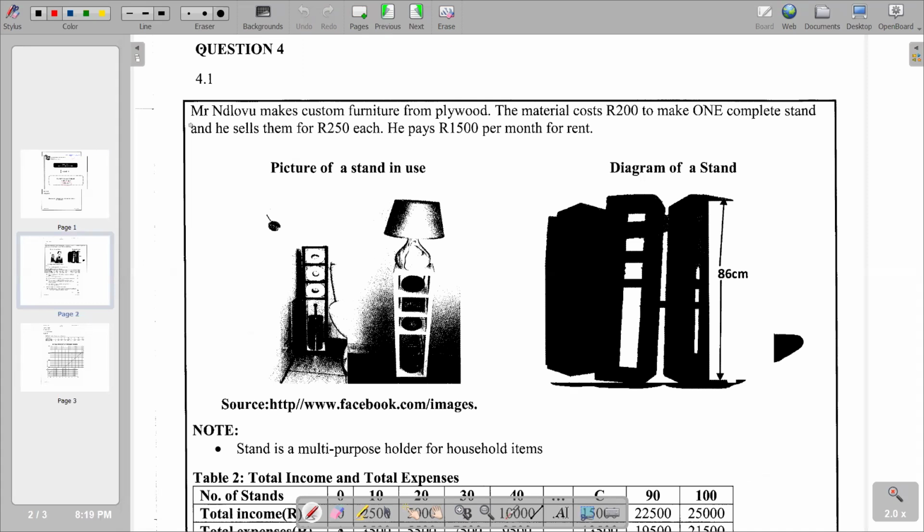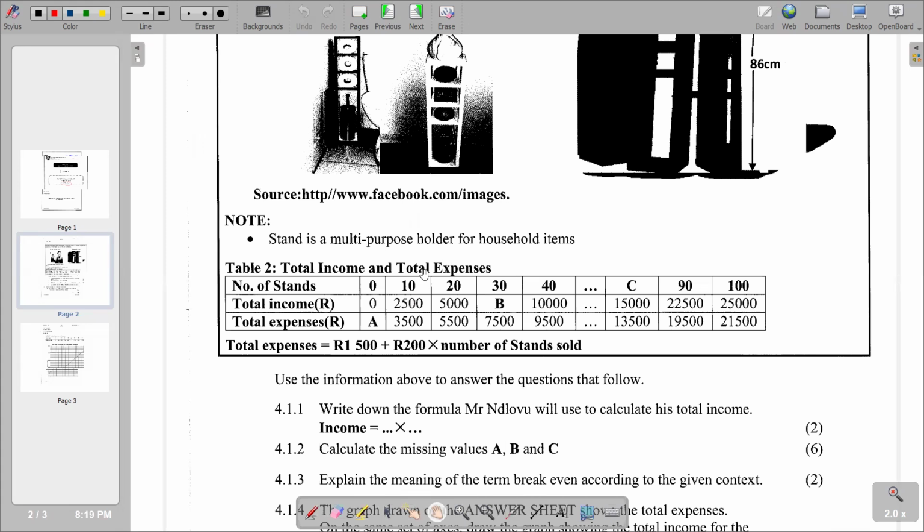So we're going to start on question 4.1, which reads, Mr. Dwom makes custom furniture from plywood. The material costs 200 rands to make one complete stand, and he sells them for 250 rands each. He pays 1,500 rands per month for rent. We're given a picture for a stand in use, and then we're given a diagram of a stand. So you are also given further information that is also needed to answer the question.